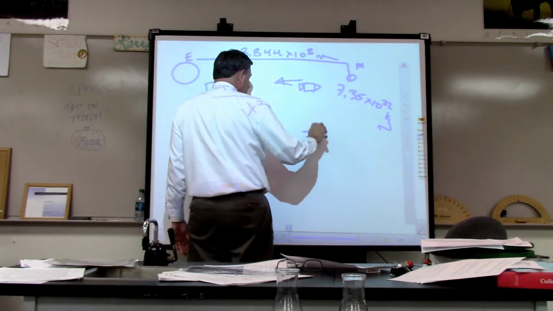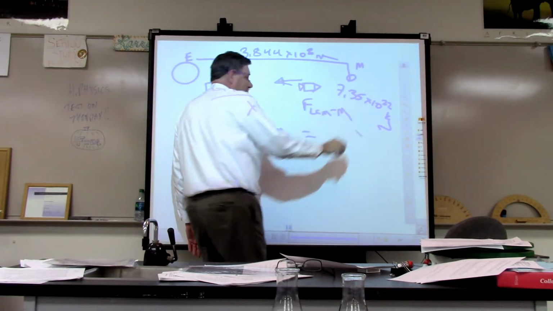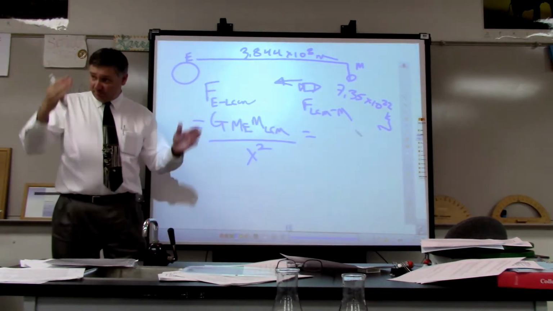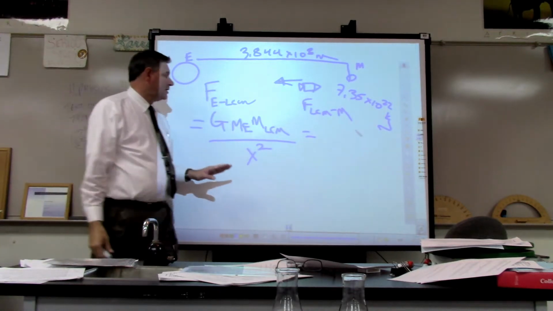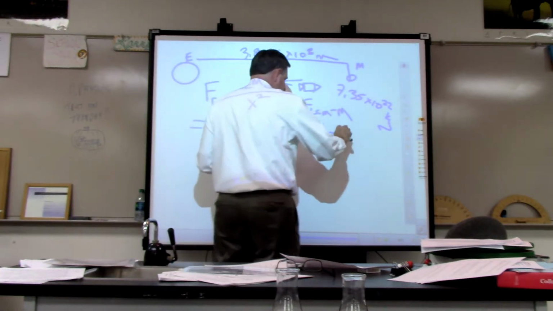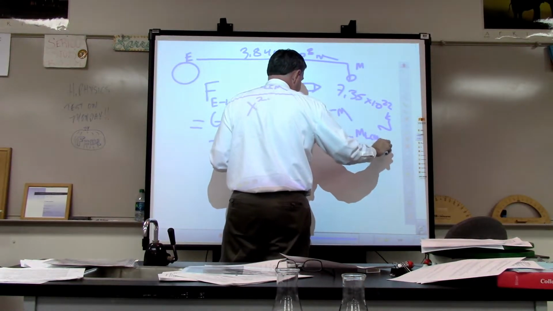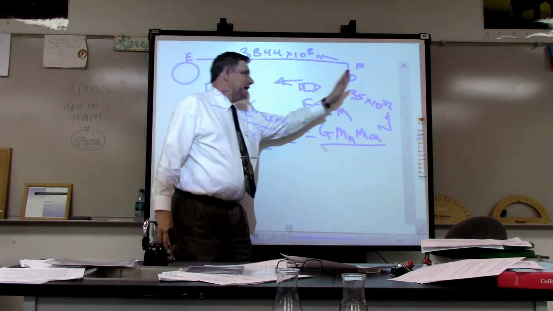Now, that has to equal the force between the Lunar Command Module and the Moon. Okay? Just like a tug of war. So that's going to equal big G, mass of the Moon, mass of the Lunar Command Module. But now what do I have?